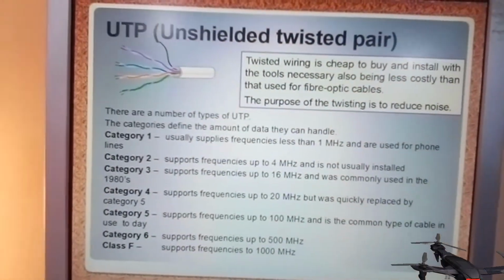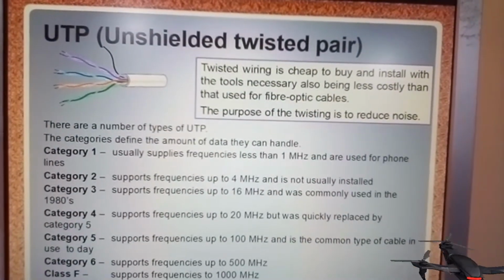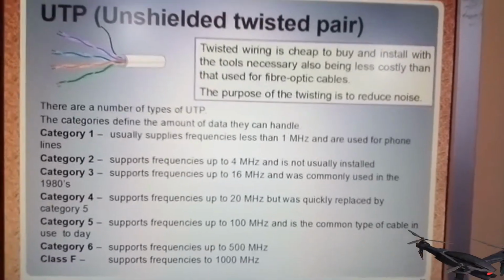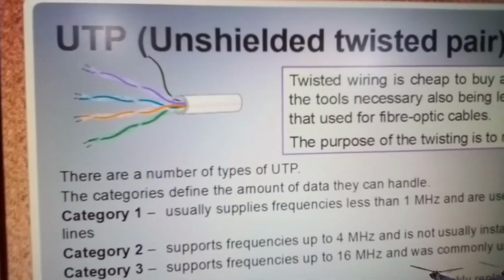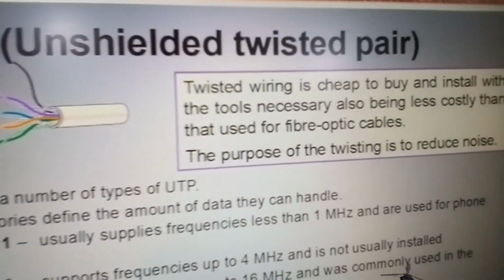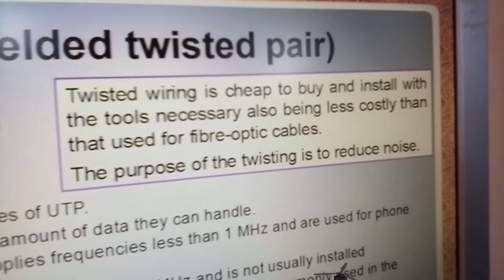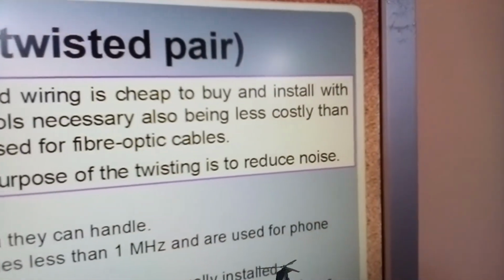So let me just pan back. We can make sure we can get it in full. I'm going to go in closely. You can see category 1s. It tells you what they are and the frequency to which they can respond.